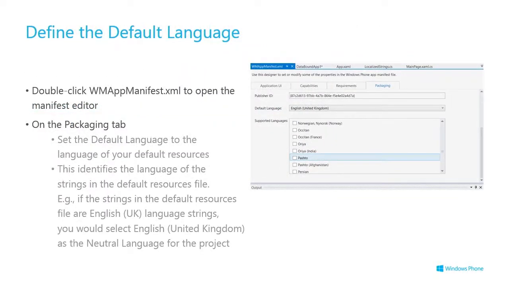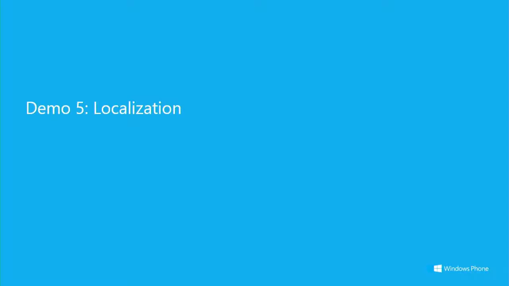You need to define the default language, which is the kind of fallback language if the user's own selected language on the phone is not supported by your app. And again, I'll show you that one at the end. Oh no, we're on to Toolkit. So let's show you that now. Let's go to the demo machine.